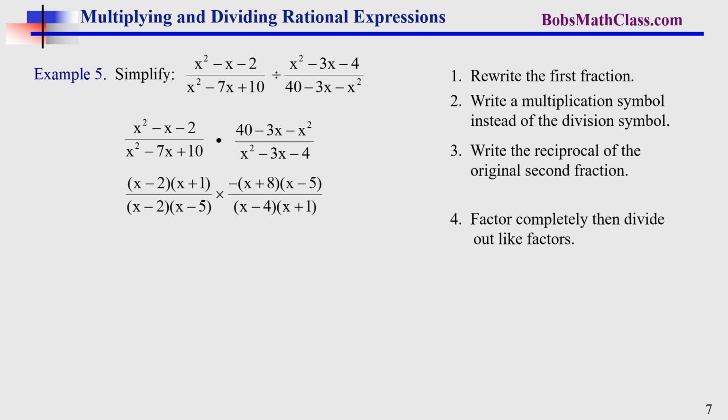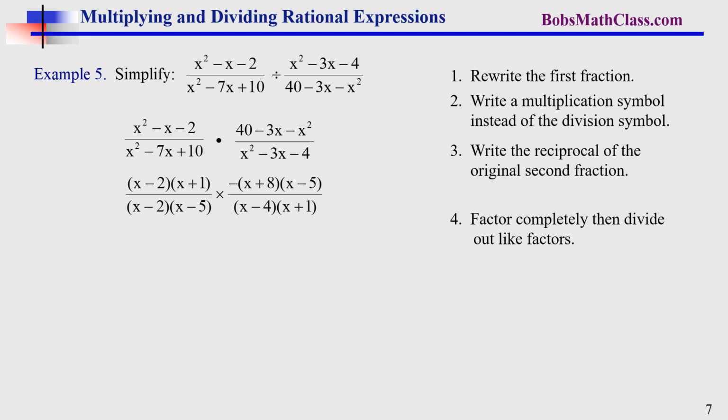Okay, so I just put the results here. Top left is x minus 2, x plus 1. The bottom left is x minus 2, x minus 5. And then again, I had to factor out a negative, so the top right is x plus 8, x minus 5. And the bottom right is x minus 4, x plus 1. Now we can cancel.